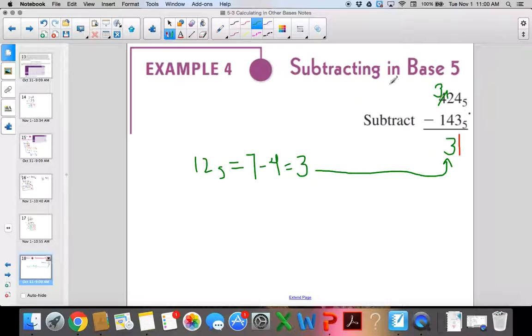And so 3 minus 1 does not create a problem because 3 is larger than 1. It gives you 2. Works out nicely. This whole answer is in base 5. So there's your final answer.